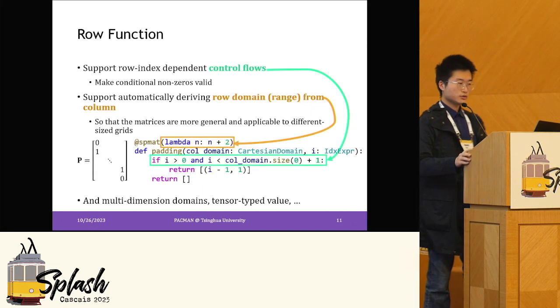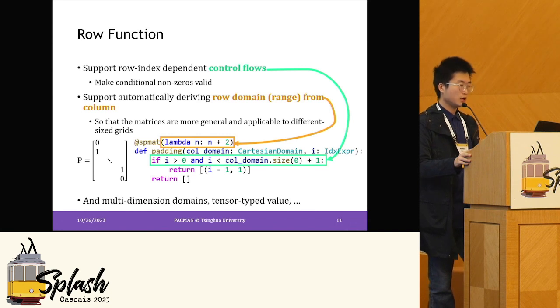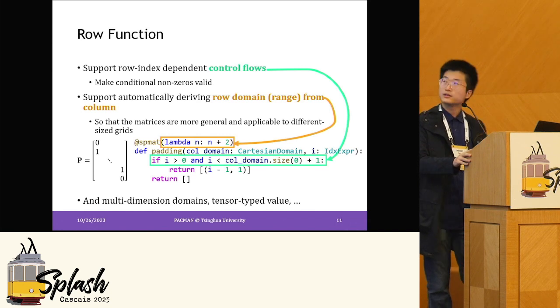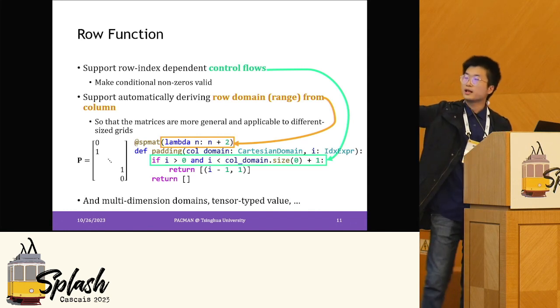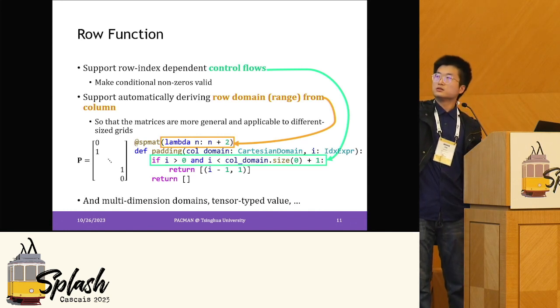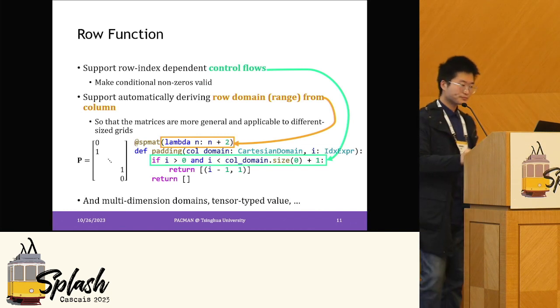We can also enable row functions with various additional features. One is to allow it to have row index dependent control flows, and the other is to automatically derive row domain size from the column domain so that it's more general and can be applied to arbitrarily sized grids. Besides, we also support multidimensional domains and tensor type values for the structured sparse matrix, which we talk about in detail in the paper, but we'll omit here.